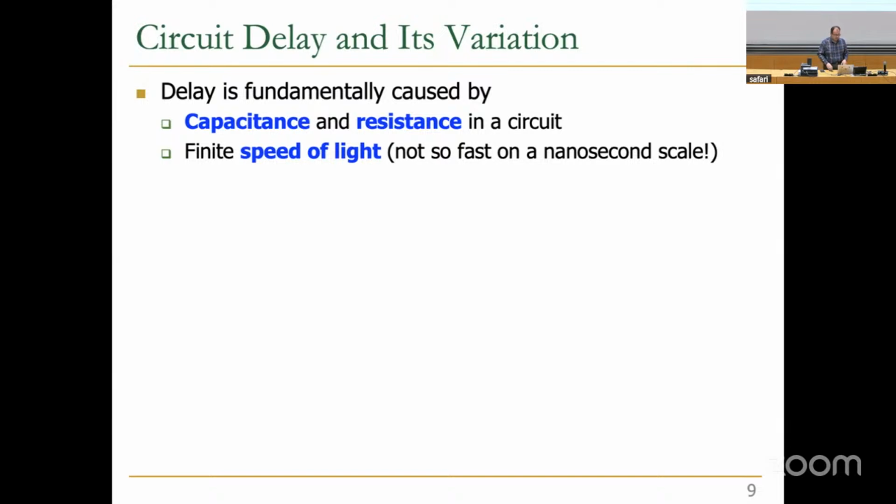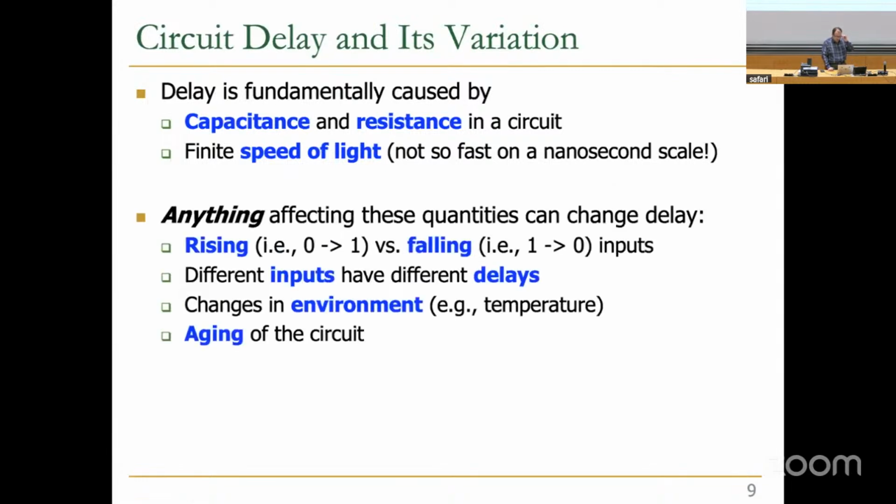From your study in physics, and maybe from high school, you know that this takes some time. You cannot immediately charge the capacitors. Similarly, when you want to discharge a capacitor, that takes some time. So that's one of the reasons. Another one is the finite speed of light. We know that the speed of light is fast, but not so fast on a nanosecond scale. So anything affecting these quantities can change delay. Rising, meaning going from 0 to 1, versus falling input can each cause delay in your circuit.